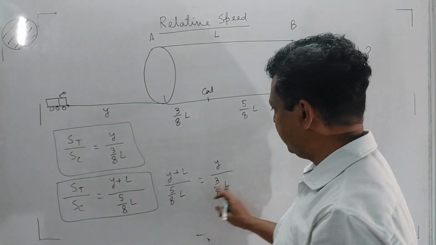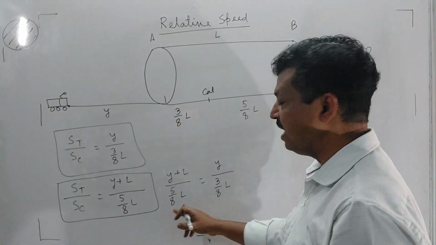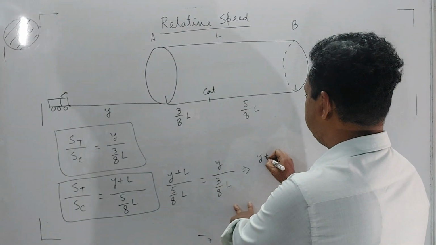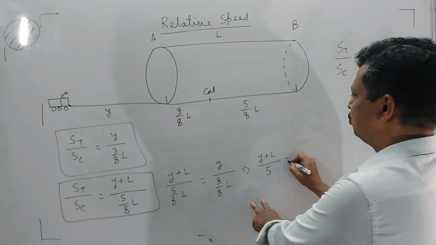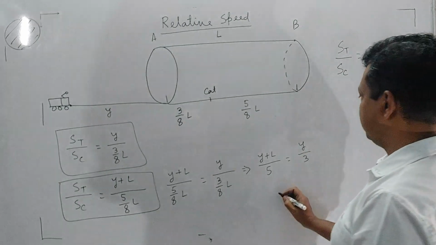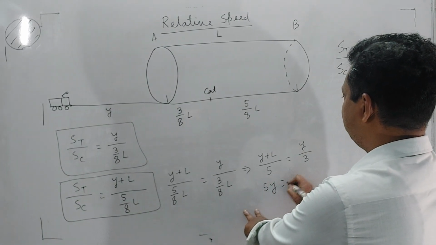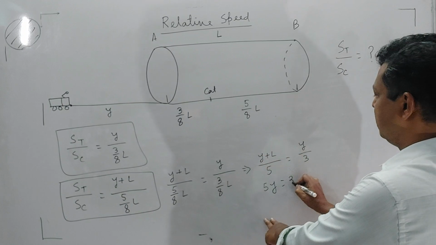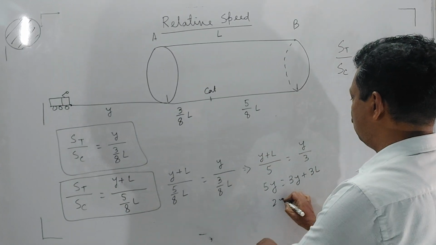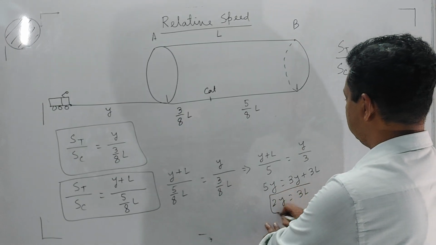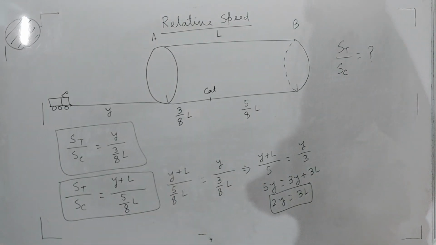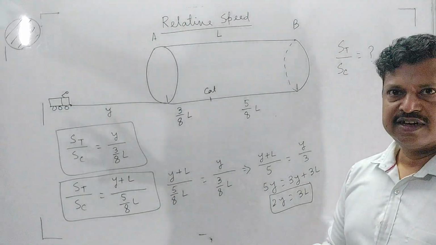So if I simplify, L by 8 goes away, right? So I can put directly Y plus L divided by 5 should be equal to Y by 3. Now simplify this. If you simplify this, I'll get 5Y equal to 3Y plus 3L, or I can say this will be 2Y equal to 3L. Alright. Is it okay? Is it clear to us?